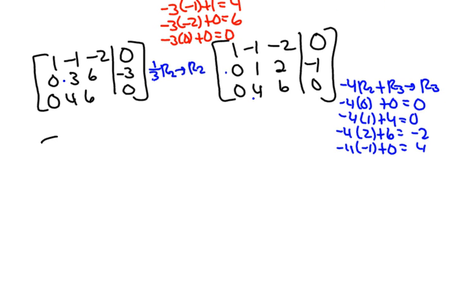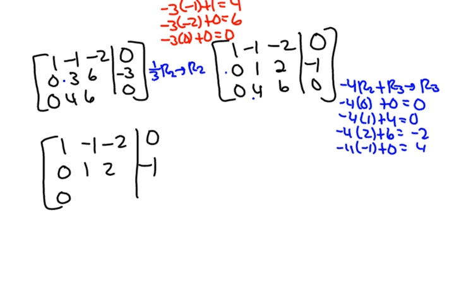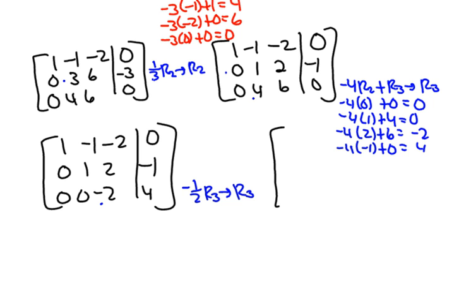So again, row 1, not changed. Row 2, not changed. Row 3 is what I need to change. Now, the first two columns are done. For the third column, I need that negative 2 to be a 1. So how can I do that? I can multiply the third row by negative a half. So write the new matrix. In fact, we will do that below.